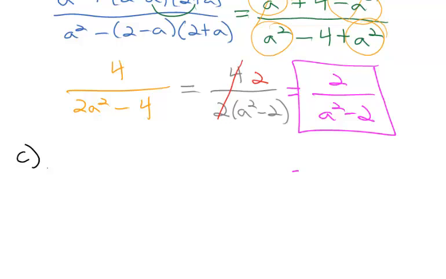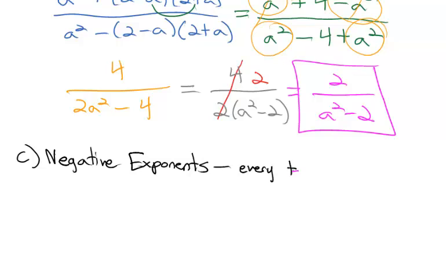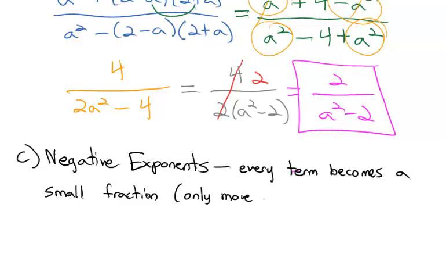Now another type of compound fraction is one that involves negative exponents. And really these negative exponents aren't any type of new problem. They're exactly like the compound fractions we just saw. The only difference is this one extra step that every term becomes a small fraction. What you need to remember, though, is we only move the part, or the factor, with a negative exponent.